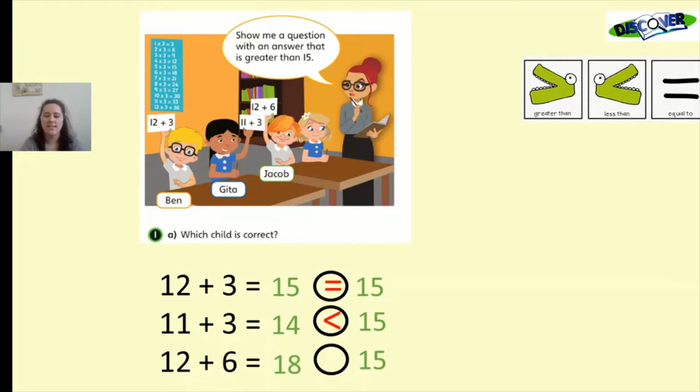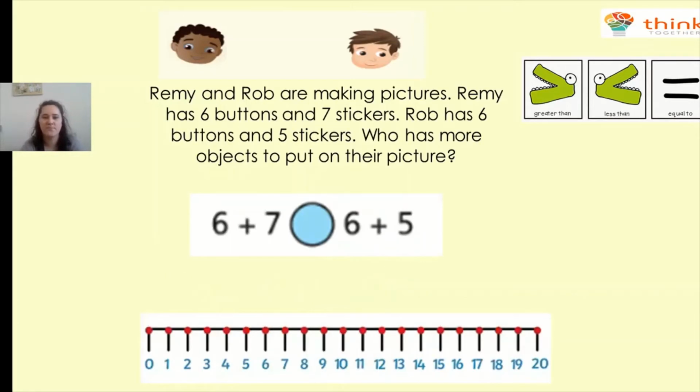The answer is 18. Now we can compare 18 and 15. Is 18 greater than, less than, or equal to 15? Fantastic. 18 is greater than 15. So, did Jacob find a question that was greater than 15? Well done, he did. So, Jacob is the child who is correct. Right, let's look at our next question.